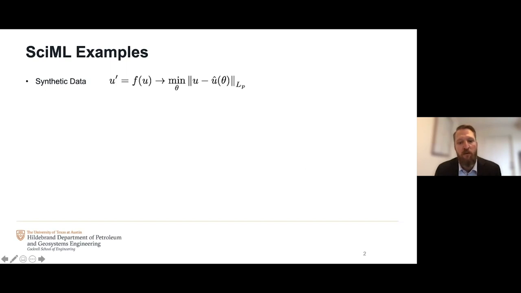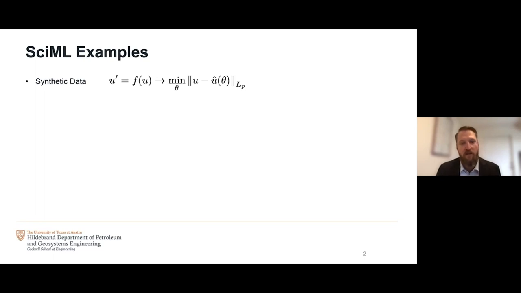And so what we could do here then is use engineering simulators to generate synthetic data for a machine learning model. And there's multiple reasons to do that. Perhaps we're trying to build some coarse-grained model, so we would use engineering simulation tools to generate fine-scale data that's too computationally expensive to solve, say, at a reservoir scale.